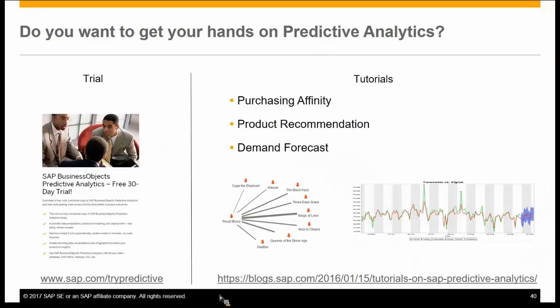Hopefully this got you interested in predictive analytics as a topic, hopefully also as a tool that we're providing here. I mentioned initially that there is a trial where you can download the software, which gives you that installation exactly of the tool as I was using it. You can use it for 30 days.